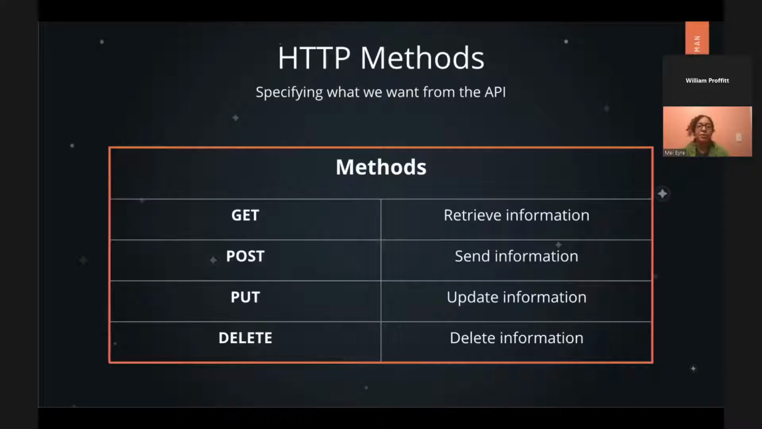So let's talk about methods. Methods specify what we want from the API. So when we make a request, we're specifying this is the information we want. There are a lot of different methods, but these are the 4 that you're going to see the most and the 4 that we're going to work with today. We have GET, which is how we retrieve information, POST, which is how we send information, PUT, which is how we update information, and DELETE, which is how we delete information. A nice thing about HTTP methods is that they're actually pretty self-explanatory by the way that they're named, which helps when you're working with a lot of different ones as well.